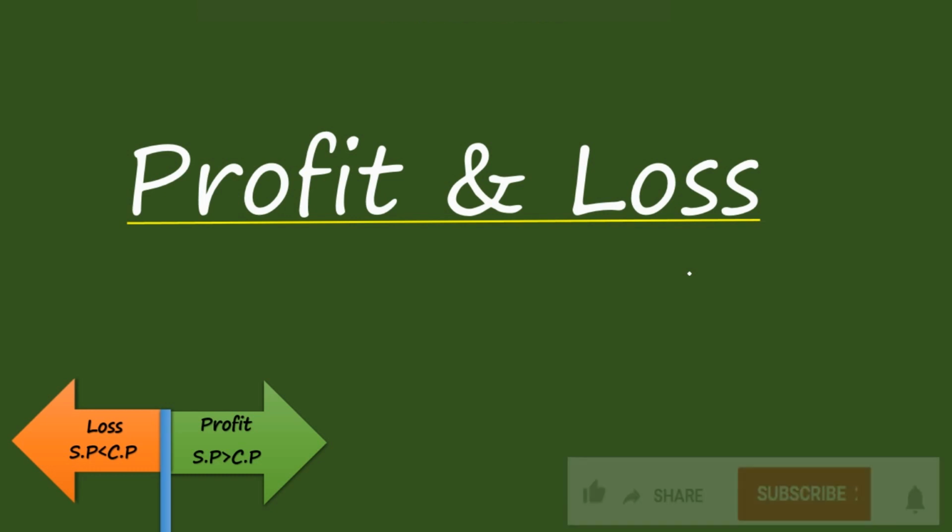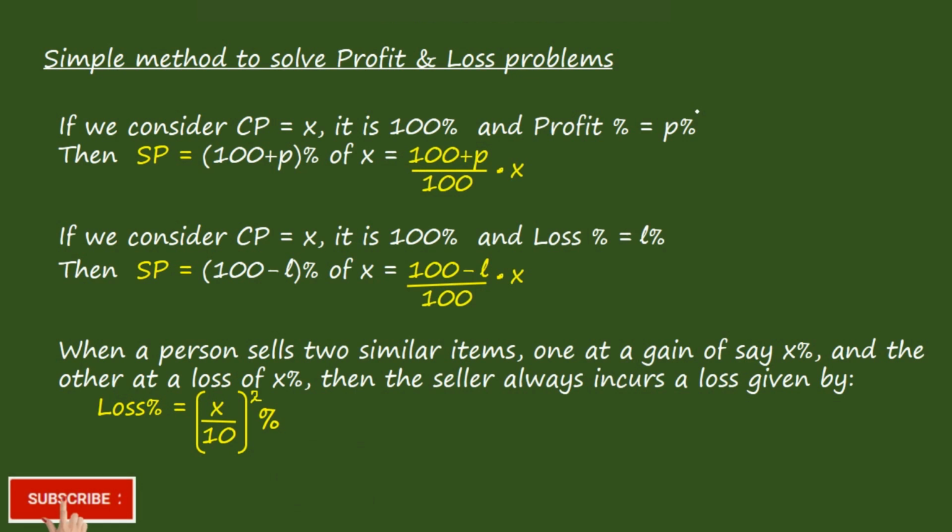Let us start now. Now coming to the simple method to solve profit and loss problems. If you have a cost price X, it is 100%, and the profit is P percentage, then we can find the selling price, which is equal to 100 plus P percentage of X, which is equal to (100 plus P) by 100 into X. Similarly, if you have a loss, then the selling price is equal to 100 minus L percentage of X, which is equal to (100 minus L) by 100 into X.